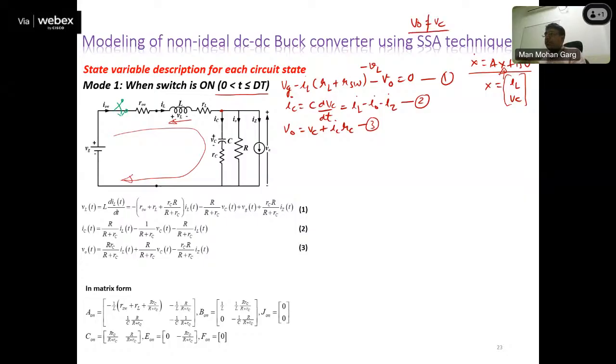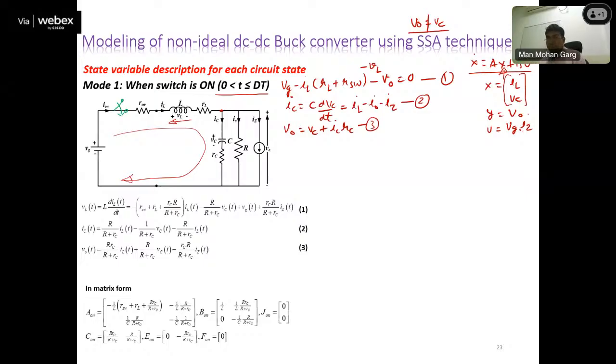In steady state the average value will be the same, but the instantaneous voltage will not be the same. So I cannot write V node directly here, it will be VC only. Our output will be V node, right? And our U in this case will have two things: one will be your input voltage and another will be IZ. So these things we know.